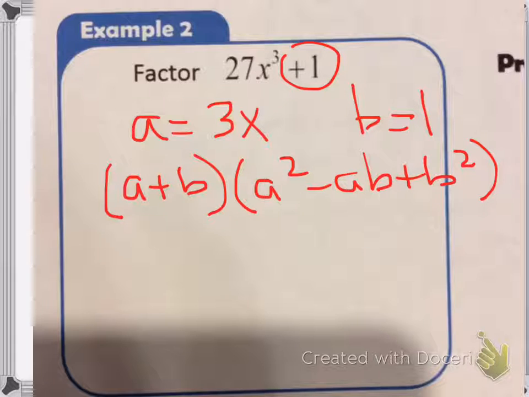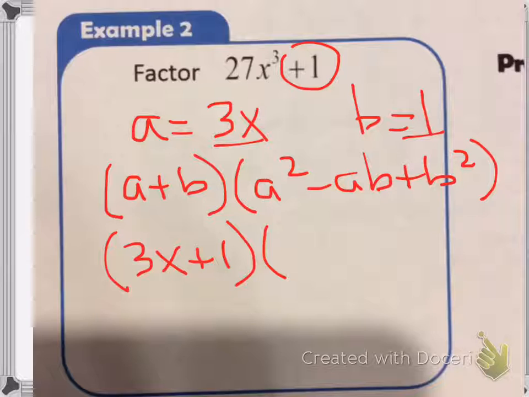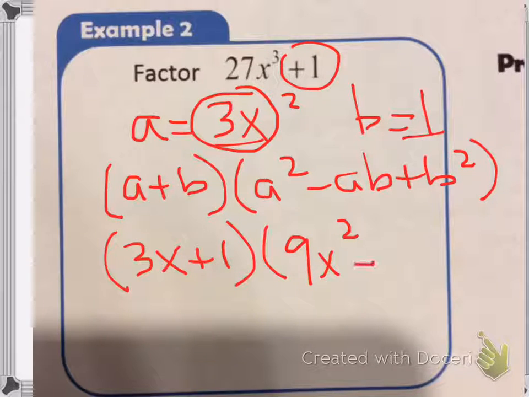And again, it's a matter of substituting my numbers in there. So every time I see a, I'm putting 3x. Every time I see b, I'm putting 1. So I'll have 3x plus 1. And then I'm going to have 3x squared. I'm taking this whole quantity and I'm squaring it, which means I'm going to have 9x squared here, minus 3x times 1, which is 3x, and then plus b squared. Well, 1 squared is 1.